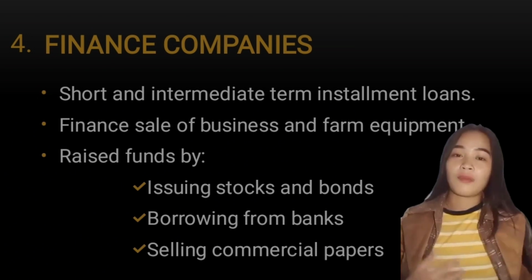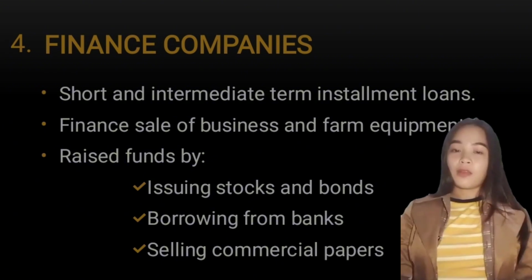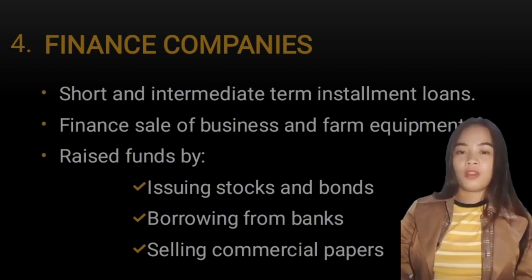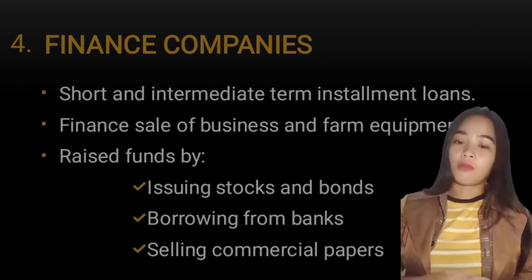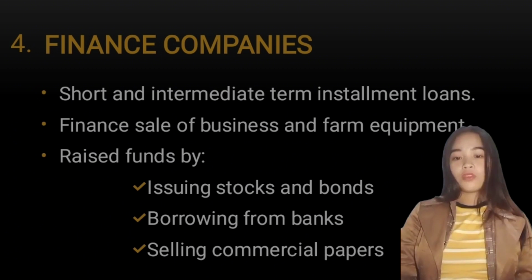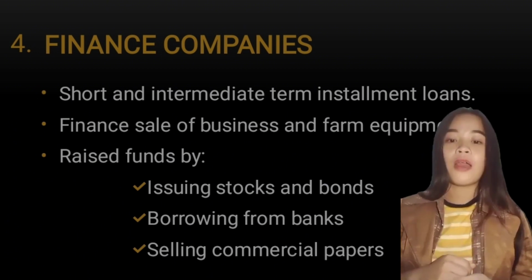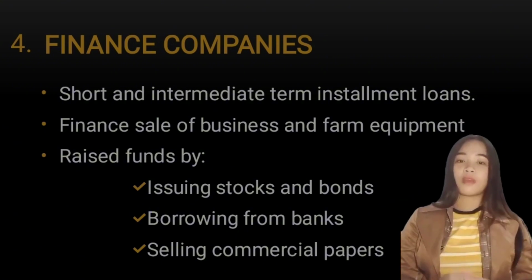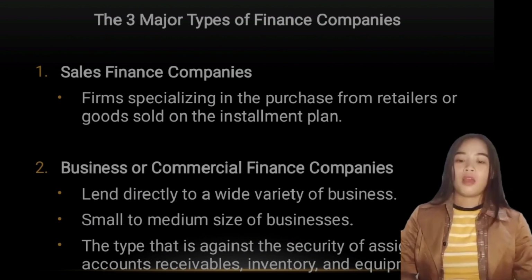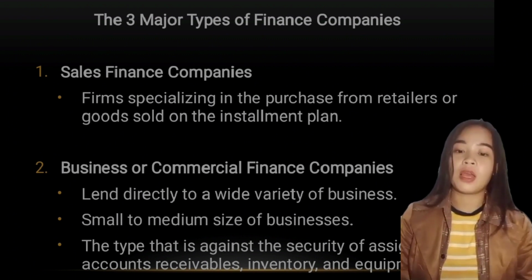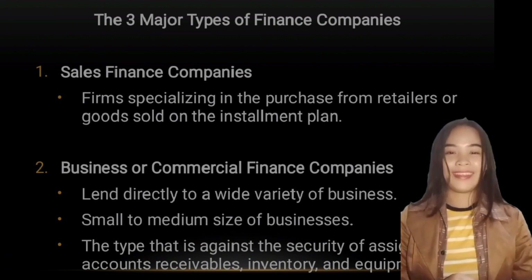Hi everyone, I'm Angel Pitogo. For this video, I will tackle finance companies, part of chapter 7. Finance companies are those engaged in making short and intermediate term installment loans to consumers, or factors or finance business receivables, and finance the sale of business and farm equipment. Finance companies have three major types: the self-finance companies, business or commercial finance companies, and personal finance companies.